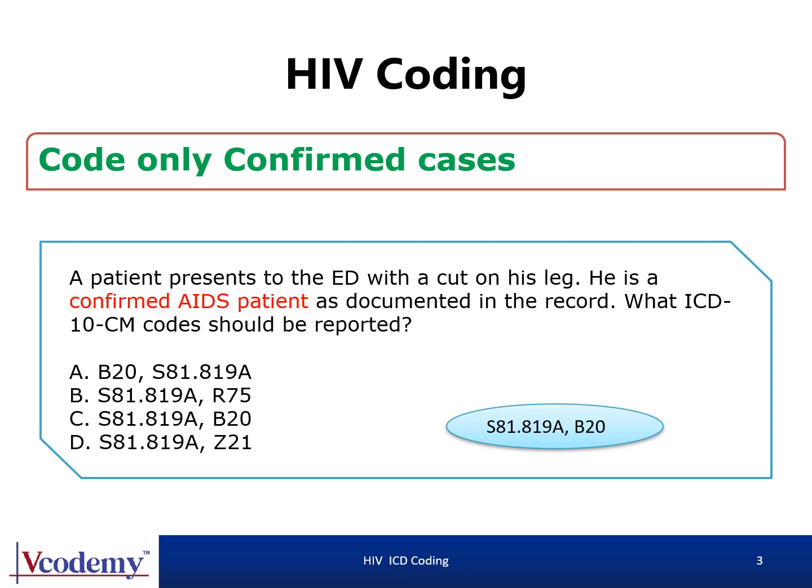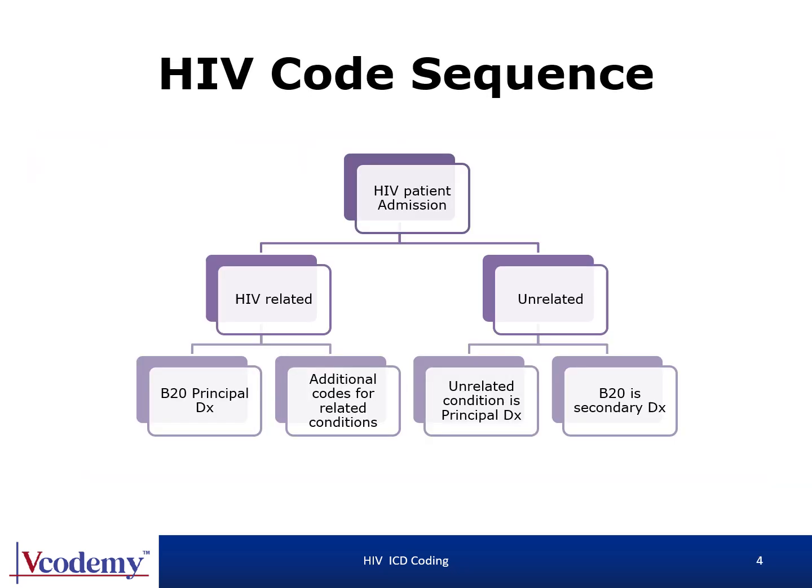So the right code is S81.819A, and the second code, secondary diagnosis, is B20. B20 is not the principal diagnosis here because the patient comes in for an unrelated HIV condition. Option C is the correct answer. Hope all of you got it correct.